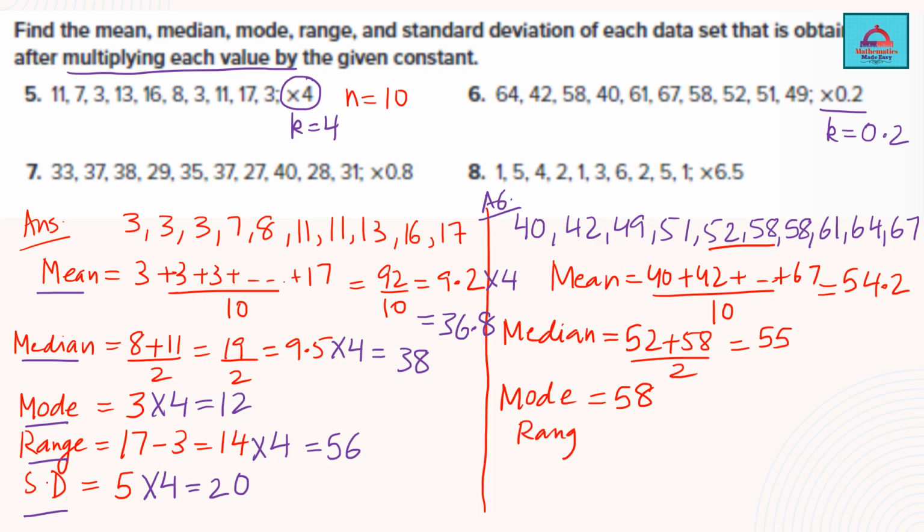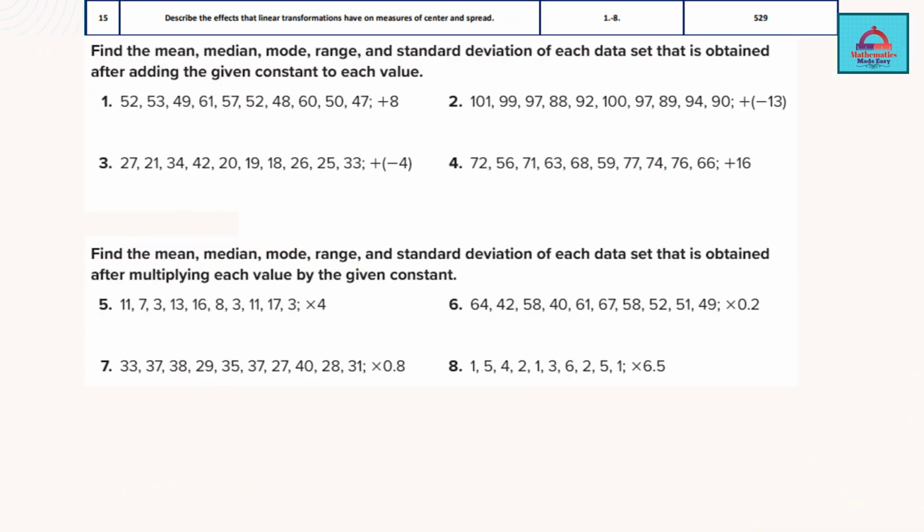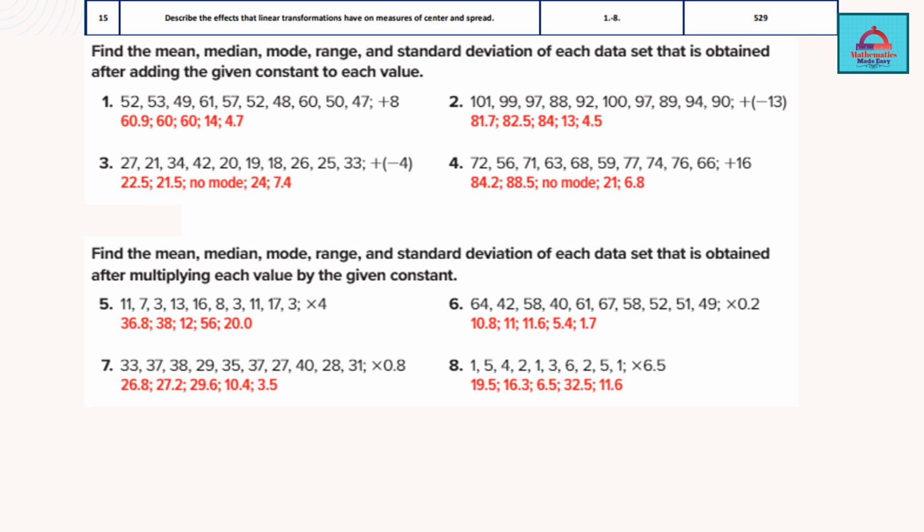Then you have range. Maximum is 67, minimum is 40, so this is 27. Standard deviation is 8.5. Now multiply all the numbers with 0.2 to get your answer. So if you check your answers, these are the following answers that you will get. The question 6 that we just finished, the answers are 10.8, 11, 11.6, 5.4 and 1.7.